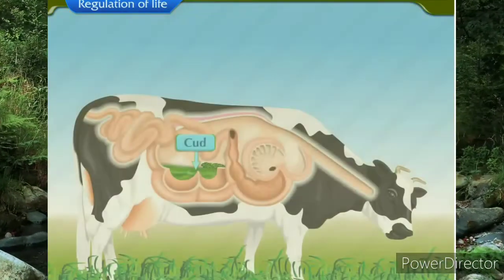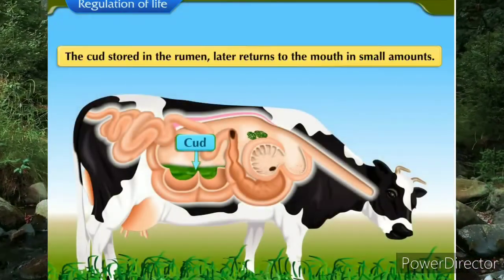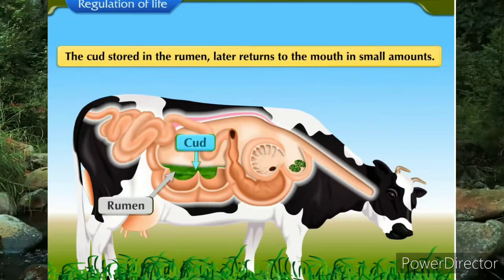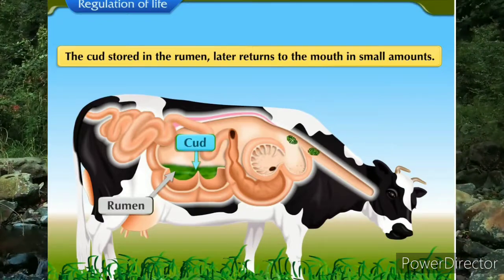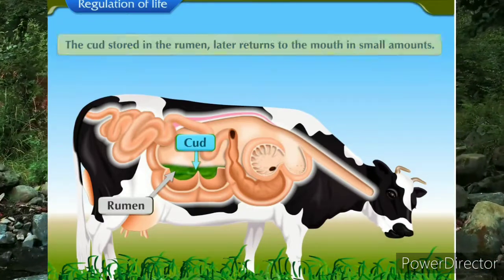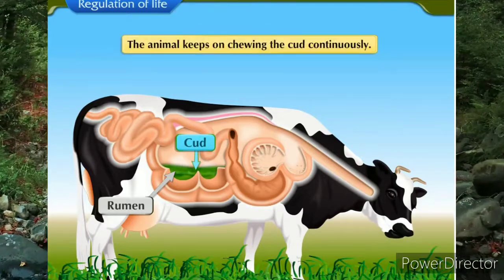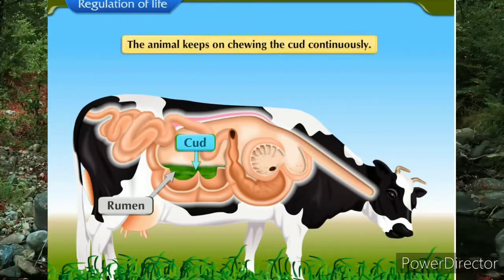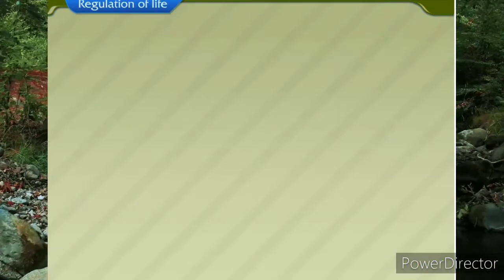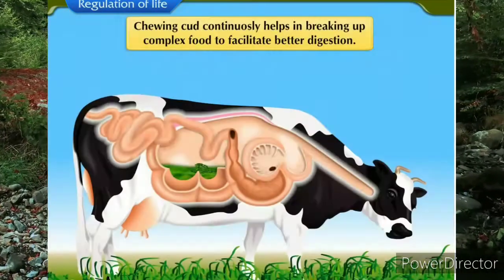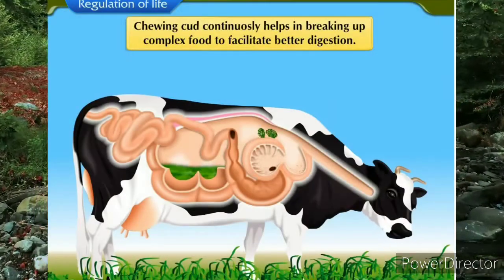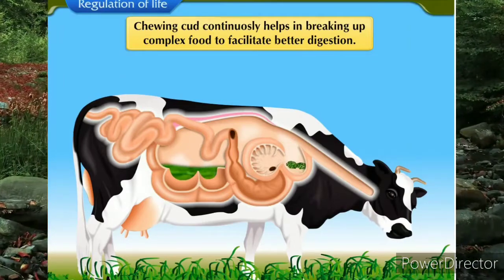The cud stored in the rumen later returns to the mouth in small amounts. The animal keeps on chewing this cud continuously. This movement helps in breaking up complex food to facilitate better digestion.